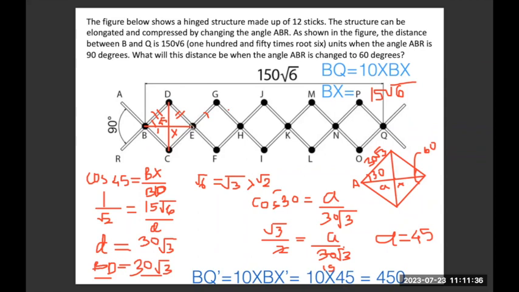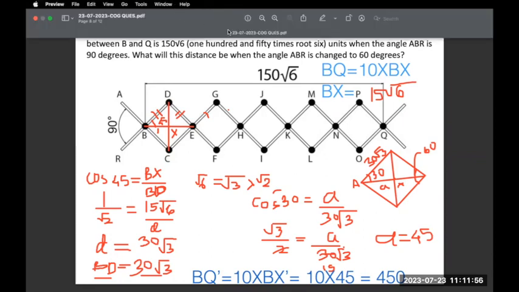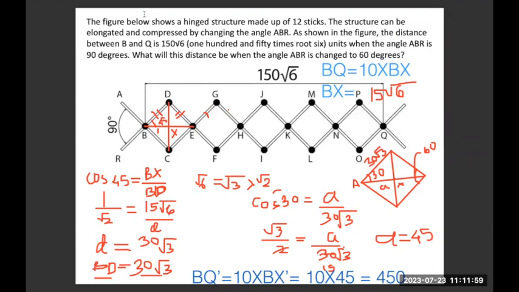So the new total dimension BQ dash will be 10 into 45, because BQ dash is 10 times BX. So it will be 10 into 45, 450. Is this clear? Any doubts, any questions you have? If you have any doubts, I can explain it again.